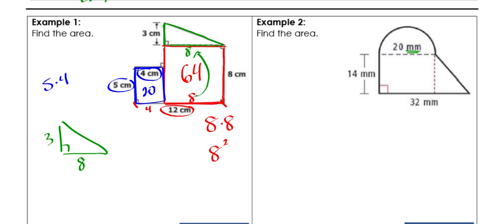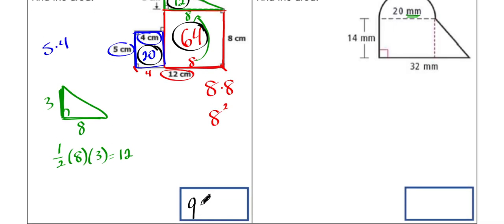So in that case, it's pretty straightforward because the height is right there. The base is right there. So 1/2 base times height is 1/2 of 8 times 3, which is 12. That part's 12. That part's 64. That part is 20. So all together, that is 96 square centimeters.